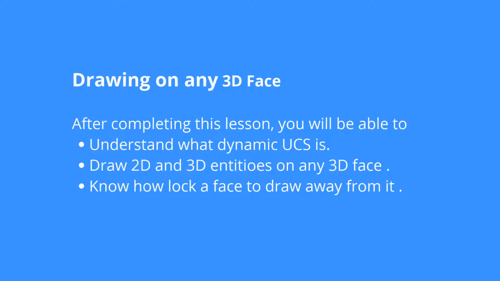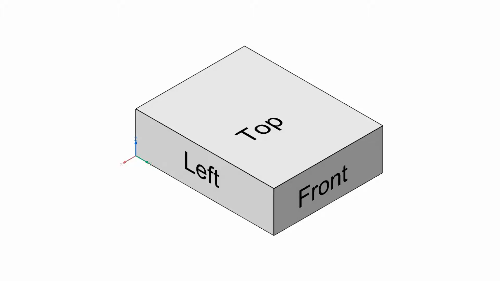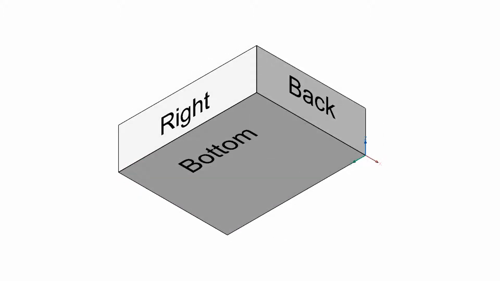The fundamental problem of working with 3D models is how do you draw in 3D space when there are six different sides to work with: top, bottom, left, right, front, back. How do you get at them and how do you draw on them?